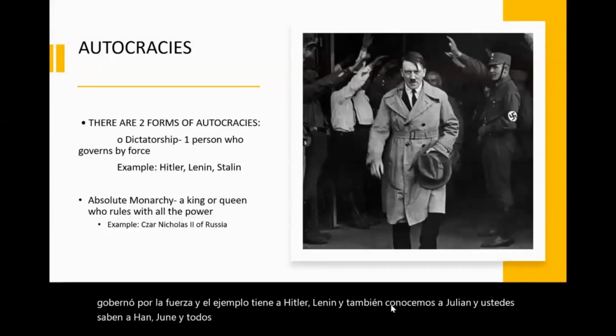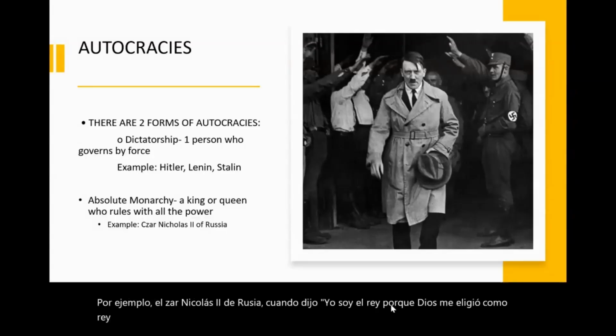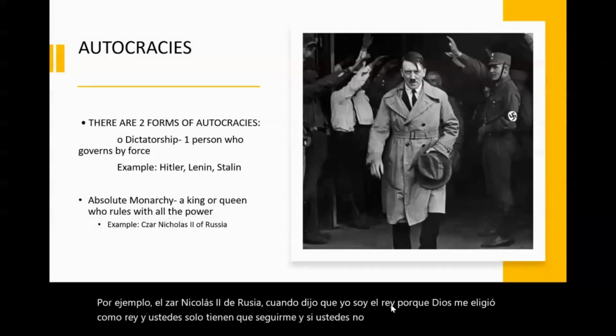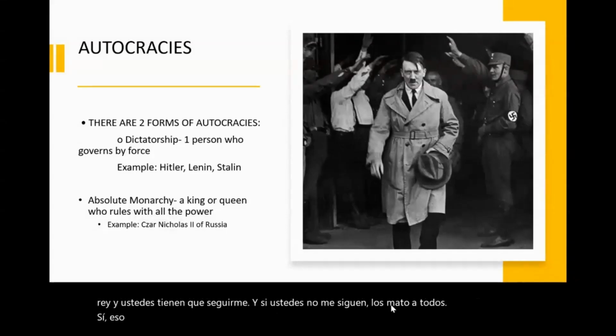And for absolute monarchy, we have, for example, Tsar Nicholas II of Russia, when he said, I am the king because God chose me as a king and you guys need to follow me. And if you guys don't follow me, I kill all of you guys. Yes, that is also a form of autocracy because they were ruling by force and that one person had all control.